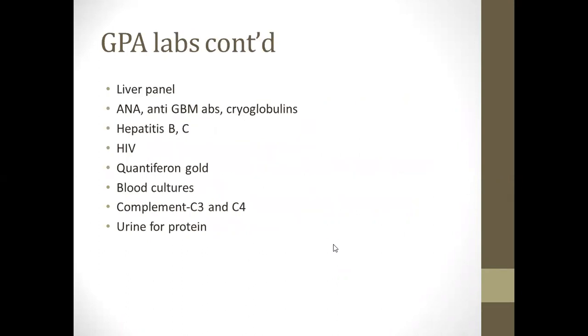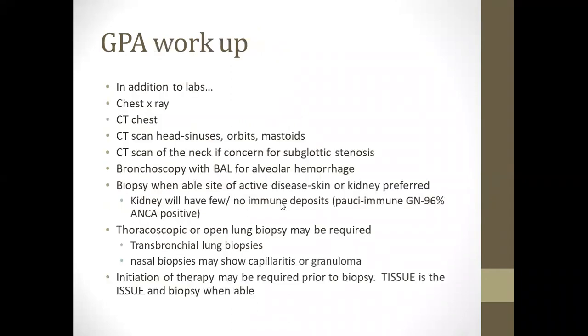We also, to think more broadly in our differential, want to think about lupus, cryoglobulinemia, Goodpasture's. We check for infectious etiologies, and those things are good to know as well in planning for treatment: viral studies with Hep B, C, HIV, checking for QuantiFERON Gold, blood cultures, complement, urine for protein.